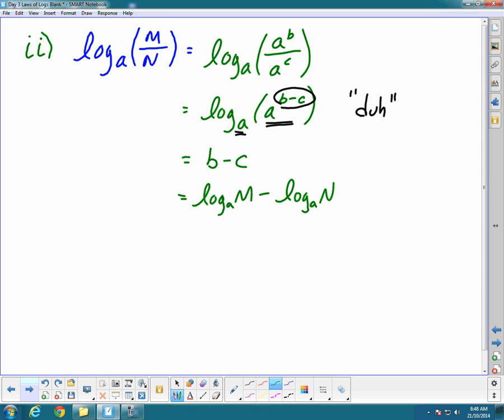So really, I don't think this one should be much of a surprise. If the last rule or law says if you're taking the log of a product, you can split them up and add. Here, if we're taking the log of a quotient, you can split them up and subtract. So if the other one was called the product law, what do you think this one's called? This one's called the quotient law. That's right.